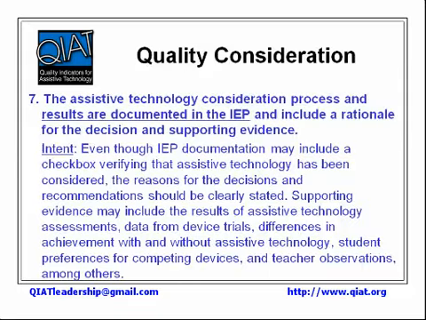Okay, so the last indicator is number 7. The assistive technology consideration process and results are documented in the IEP and include a rationale for the decision and supporting evidence. And I think personally this is something that is so difficult to have teams be able to do. I think it's important for teams to find a way to include in the IEP some information about how the consideration decision was made. And future IEP teams benefit from knowing the thinking and the discussion that took place at the current meeting with the current team.